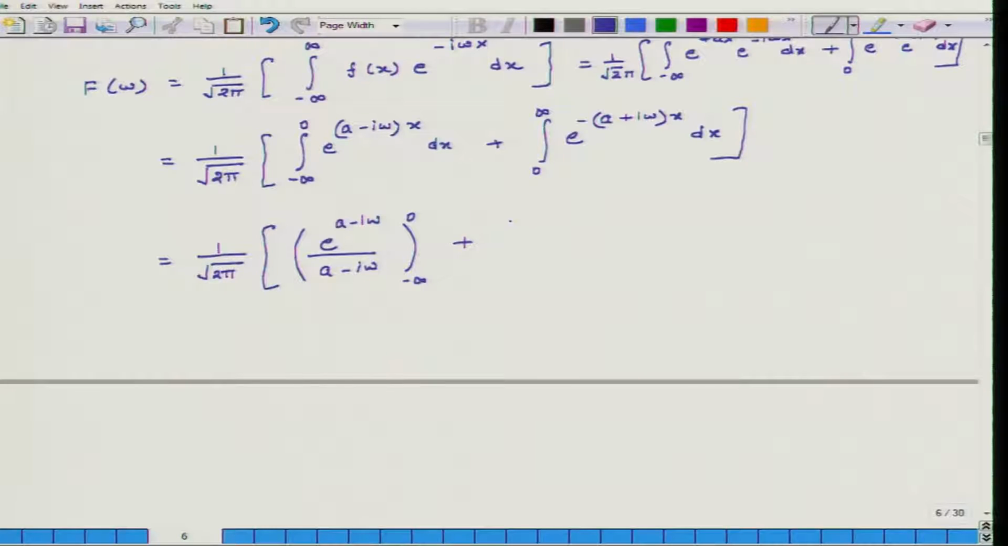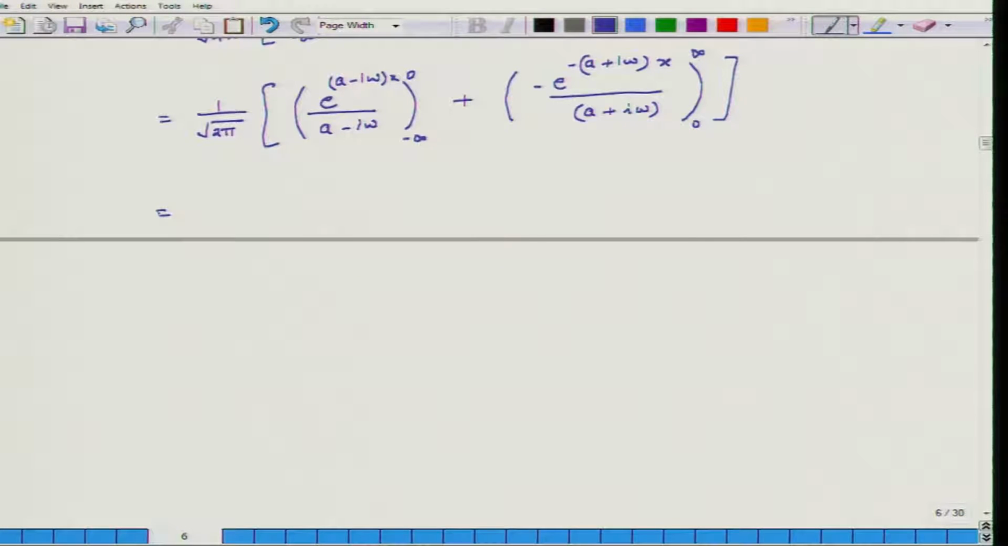plus e to the power of minus a plus I omega x, and there is an x here also, divided by a plus I omega, and there is a negative sign here, and this thing I am evaluating from 0 to infinity. Okay.